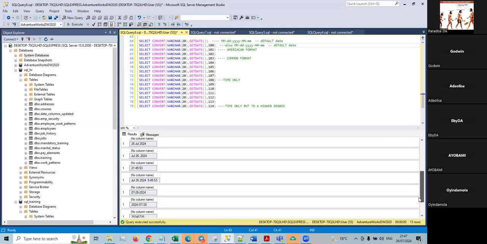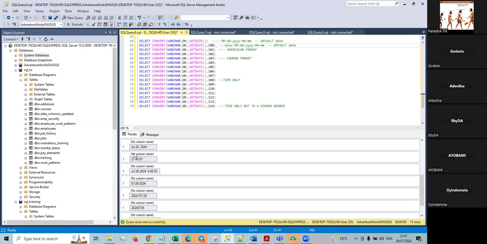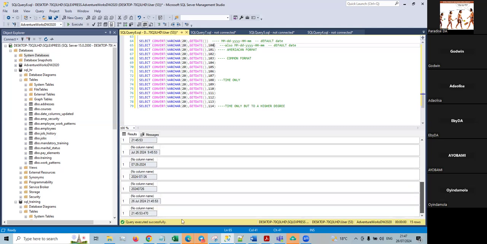Then this is 108, which gives us just the time only. The time only. Then we have 114, which also gives us time, but to a higher degree. So you see, this is 9:45, 53.